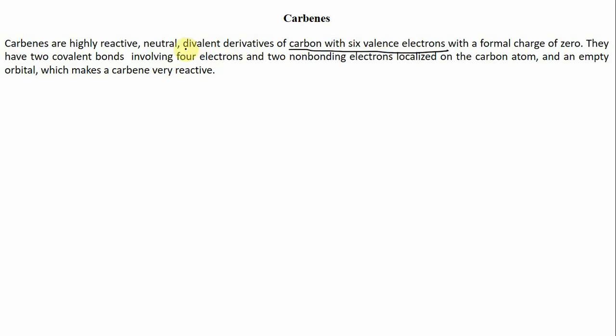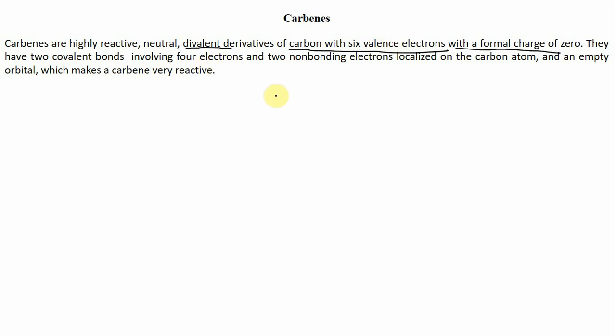It is divalent in nature. That means carbon forms 2 covalent bonds with 6 valence electrons. It is neutral, with no formal charge. So what are carbenes? These are highly reactive reaction intermediates which are neutral in nature, divalent, that means carbon consists of 2 covalent bonds, and carbon has a total of 6 valence electrons.